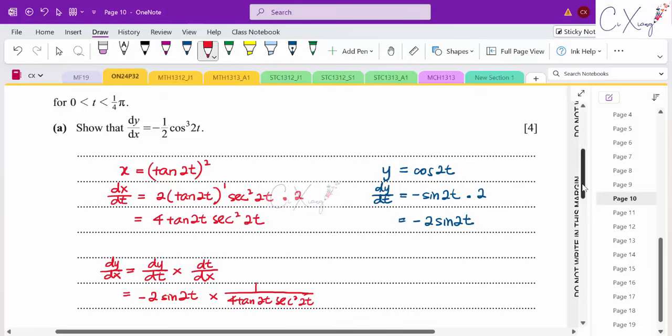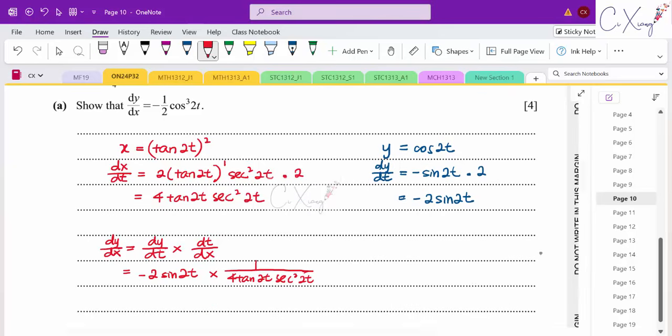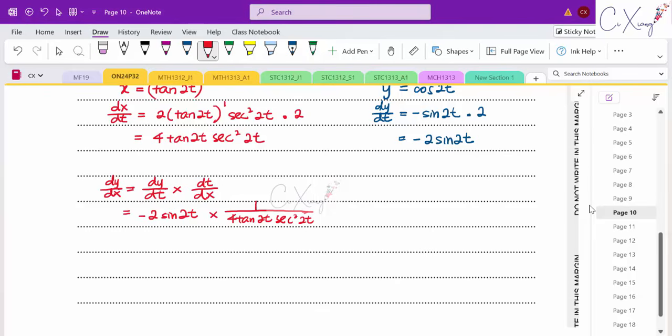And let us further simplify it. In the final answer that they want us to show, you can see that there's no tangent and no secant. So we try to simplify everything by using sine and cos. I just keep the negative 2 sin 2t first. For this part, 1 over tan 2t is cotangent, so you should have cos 2t divided by sin 2t. Then 1 over sec² is cos², so you have cos² 2t on top.